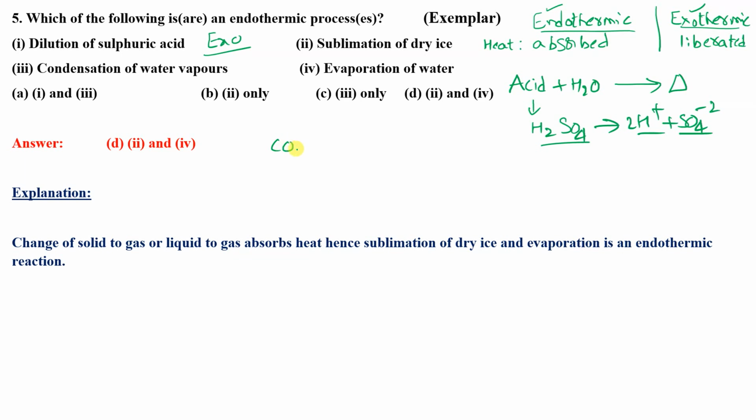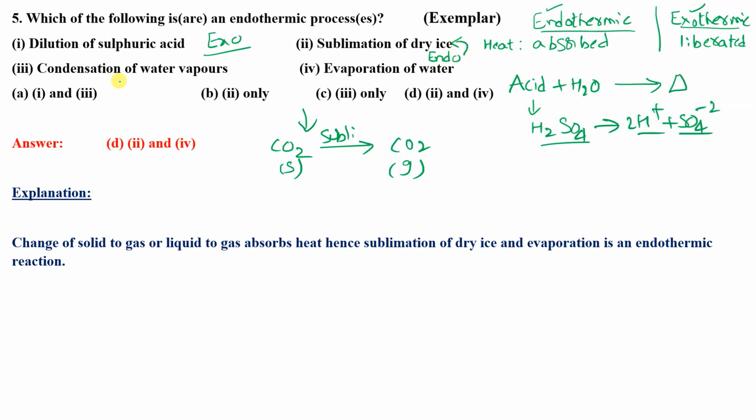Next, sublimation of dry ice. Dry ice formula is CO2 only, which is in solid state. This CO2 converts from solid to gaseous state. That's sublimation. So it is converted from solid to gas by absorbing heat. So it is endothermic.